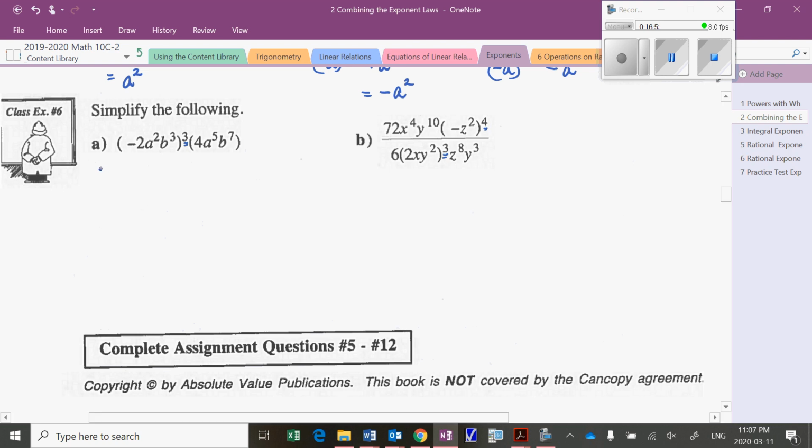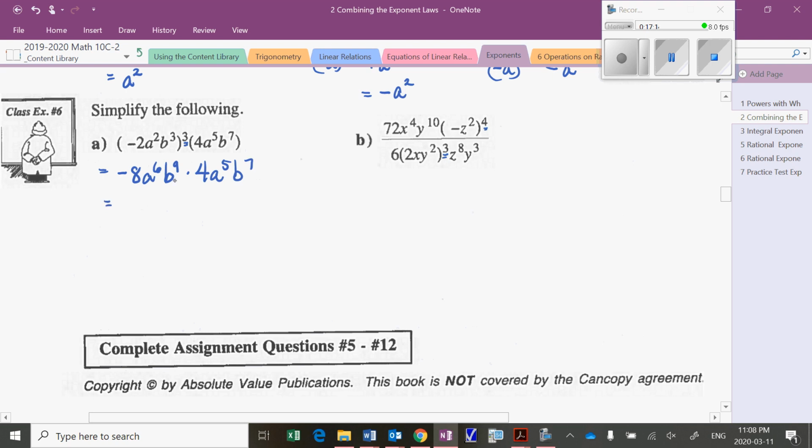Okay, so let's take a look then. That exponent 3 is applying to everything. So we've got negative 2, and that is being cubed. So that's negative 8, and a squared all cubed is a to the 6th. B cubed and cubed again is b to the 9th. That's being multiplied then by 4, a to the 5th, b to the 7th.